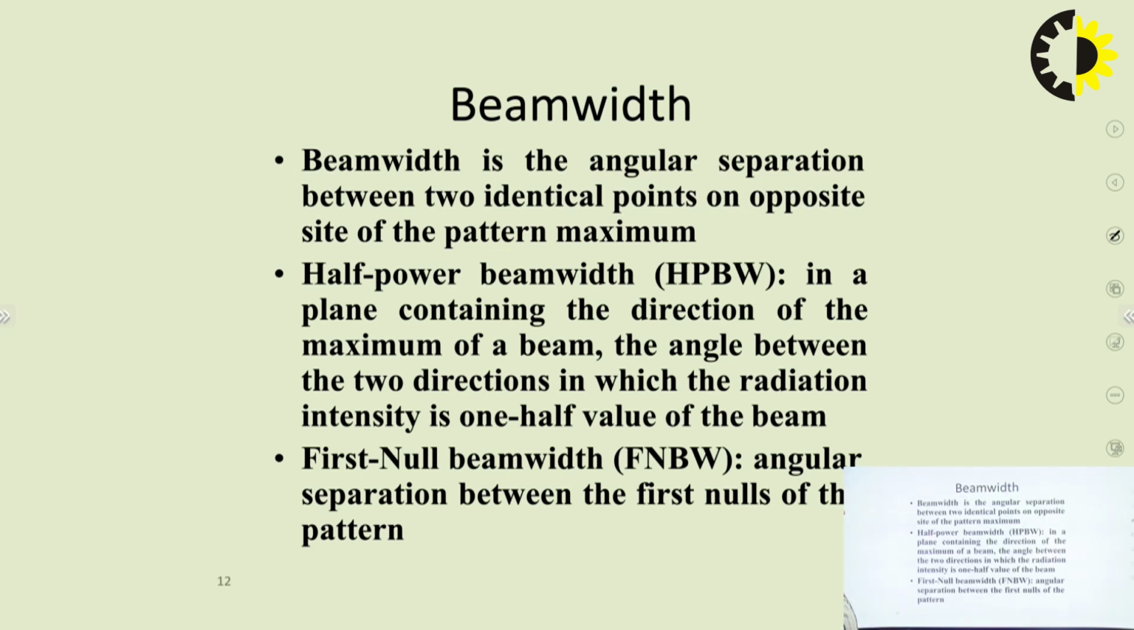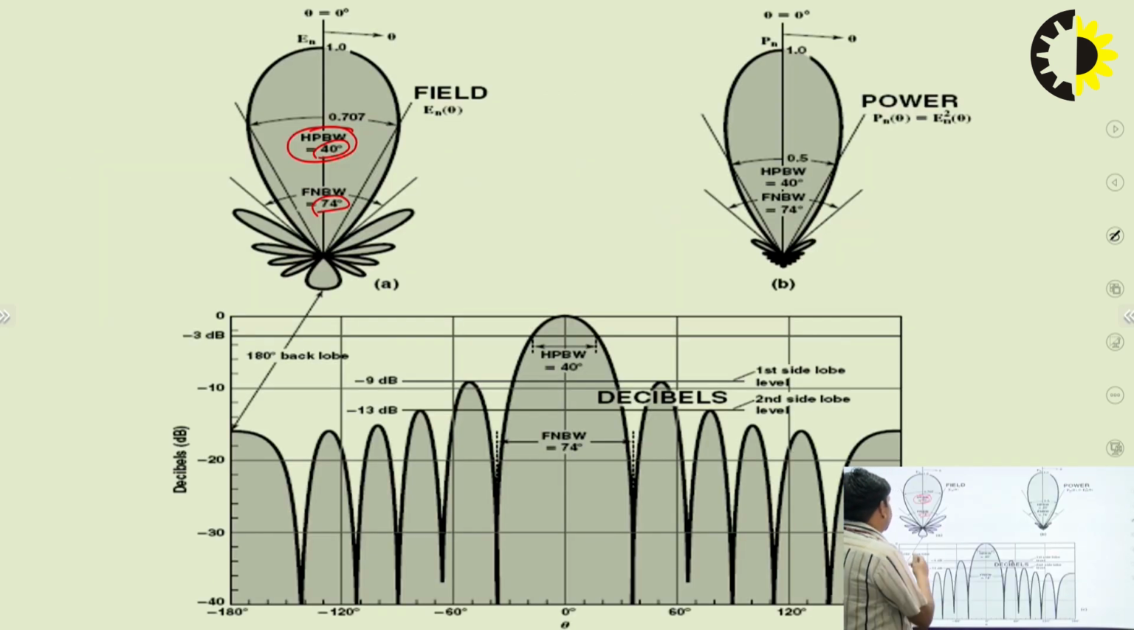So what is the beamwidth? Beamwidth is the angular separation between the two identical points on opposite sides of the pattern maximum. We have to watch out in this particular antenna radiation pattern. We can see that this is the main maximum, and what is the 3 dB down? 3 dB down is 0.707 of the maximum amplitude.